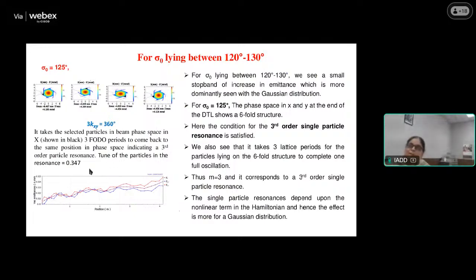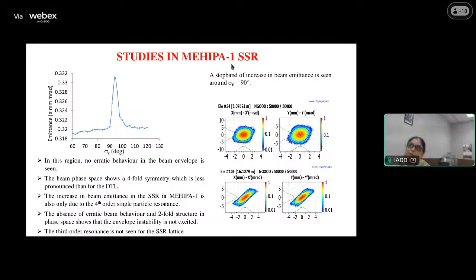Yes, sir. So it is the third order resonance. We've also studied the MEPA SSR, and here we see an increase in emittance beyond 90 degrees, and it is only due to the fourth order resonance.